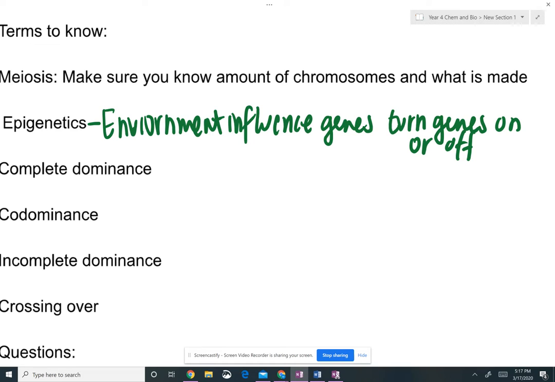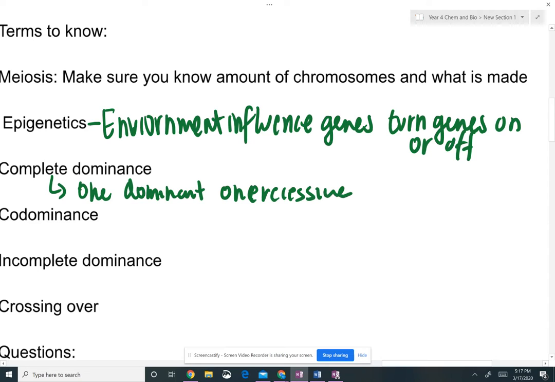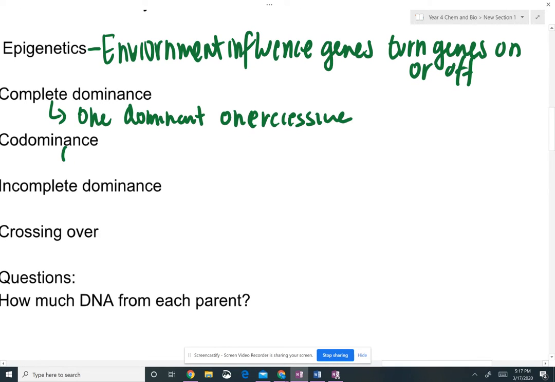Okay, complete dominance. Complete dominance means that you have one dominant and one recessive. And then the one in the middle, you guys are going to see that it shows the dominant genes. In codominance, you have two dominant genes, and sometimes you have one recessive. It really depends on the problem.